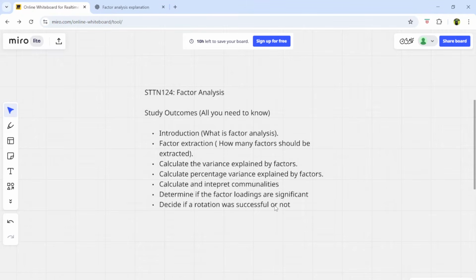Now factor analysis reduces the number of variables into a smaller number of factors, but without reducing the information. Basically, we are retaining maximum information. We want a lot of information, but with a fewer number of factors. That is basically what factor analysis is. Let me actually give you an example here.